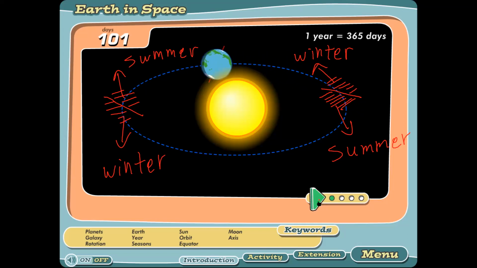Okay, let's start again. In this position, exactly, the two parts of the Earth receive the sun rays equally on the two sides. So this part has spring, and this part has the fall or autumn season. Let's continue.